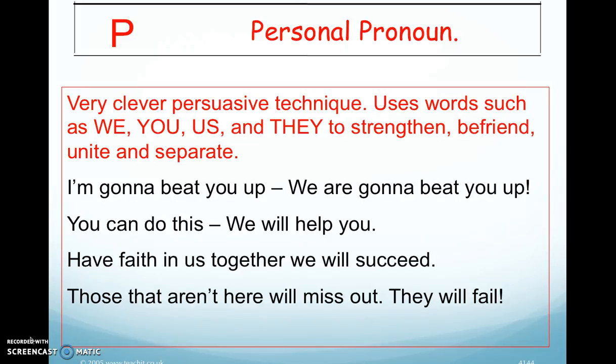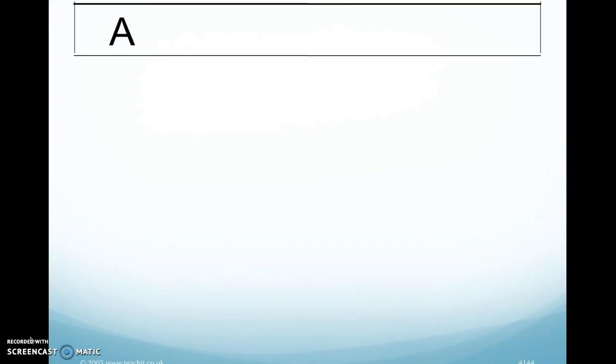So those that aren't here will miss out, they will fail. This is an example of personal pronouns being used to separate. Again, it works by grouping you and your audience together. Those that aren't here will miss out, they will fail. But you and I, we are here together. We're the same. We're part of a team. Everybody else is different. So you can see how immediately those personal pronouns work to start getting your audience on side with you as though you're a team, which is a really strong position to come from if you're trying to persuade them of something.